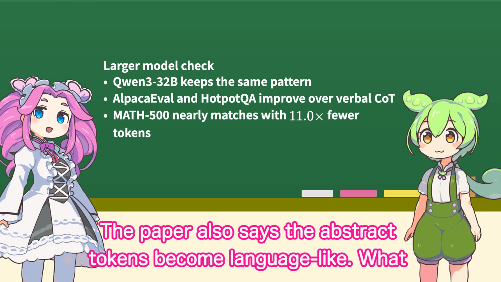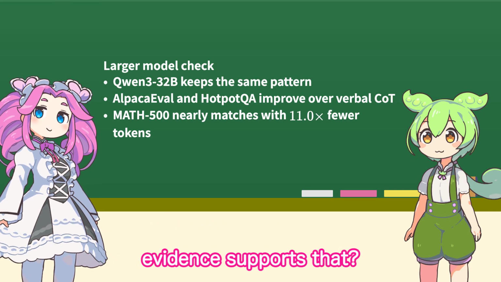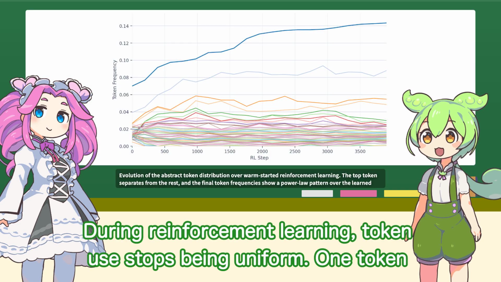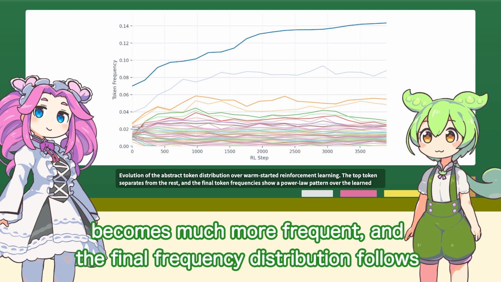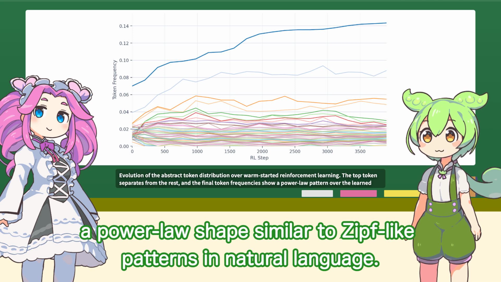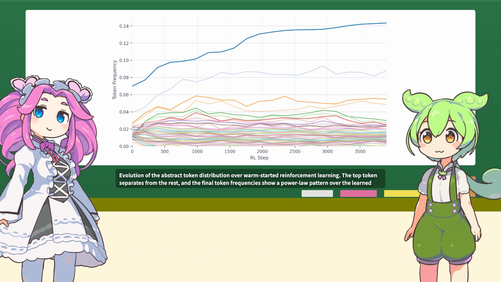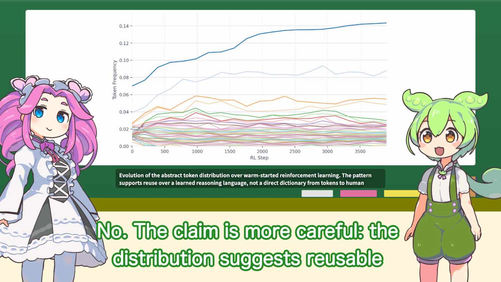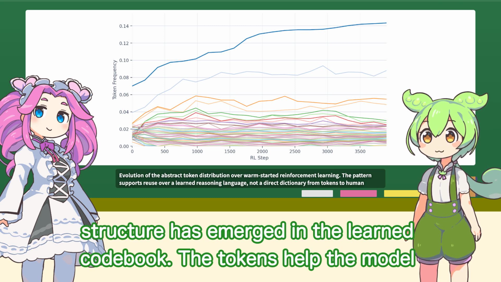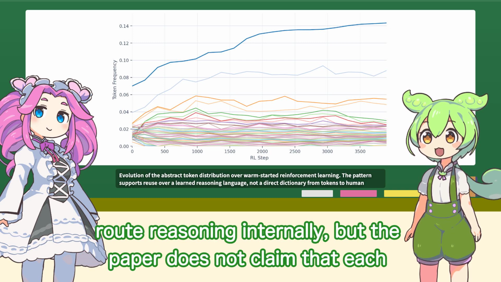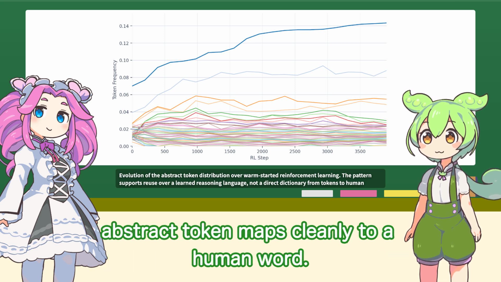The paper also says the abstract tokens become language-like. What evidence supports that? During reinforcement learning, token use stops being uniform. One token becomes much more frequent, and the final frequency distribution follows a power law shape similar to Zipf-like patterns in natural language. Should we interpret that as proof that the tokens are human-readable concepts? No. The claim is more careful. The distribution suggests reusable structure has emerged in the learned codebook. The tokens help the model route reasoning internally, but the paper does not claim that each abstract token maps cleanly to a human word.